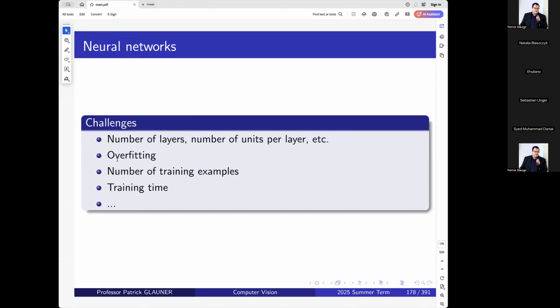How can I combat the overfitting? Maybe I need more training data. Maybe I need to take some other tricks. How much training data do I need? How long will the whole training take? All of these are questions that need to be addressed.